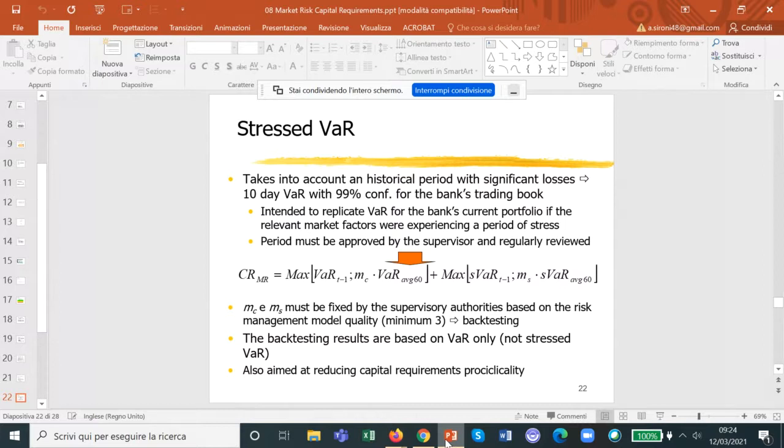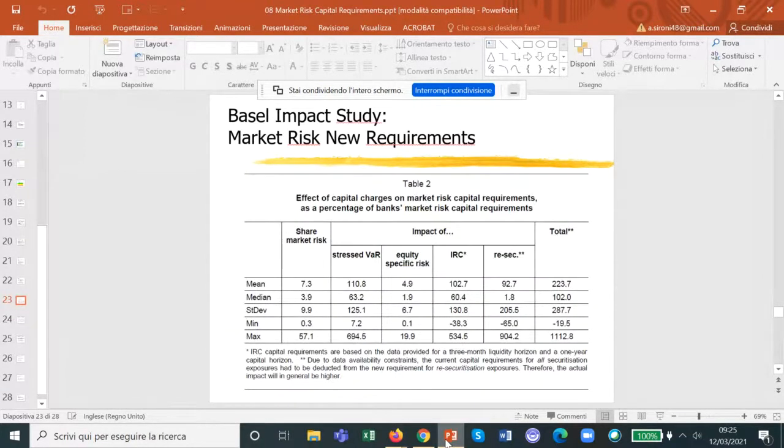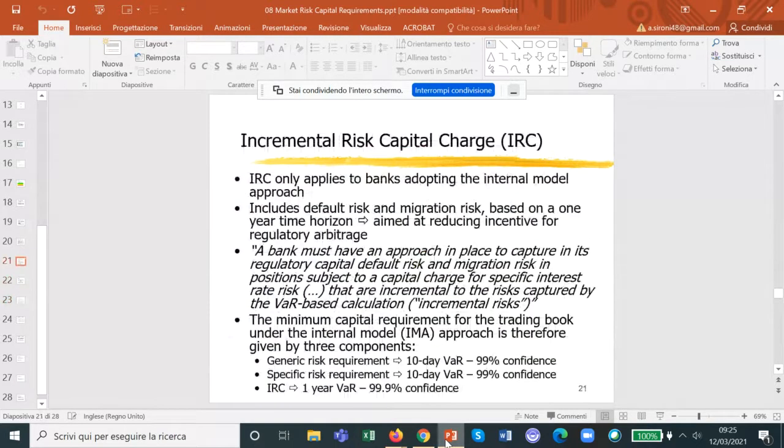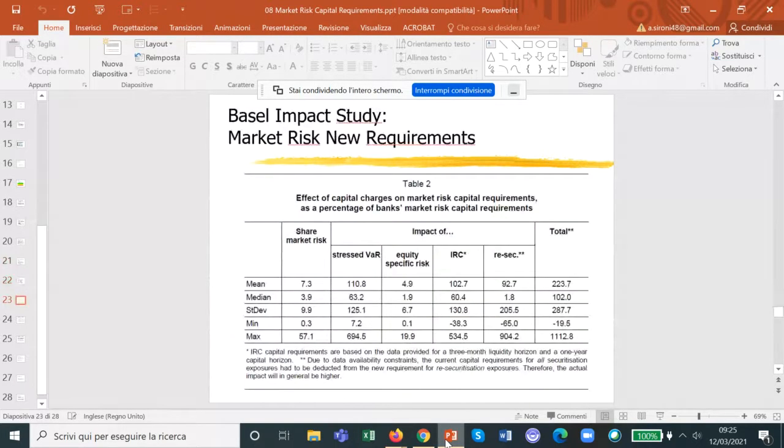So you can see that these innovations, these changes, have significantly increased the capital requirement for market risk, very significantly increased, okay? Indeed, this is a table that is taken from a Basel impact study. QIS are Basel impact studies. Basically, the way the Basel Committee works is every time they make a new proposal, like for example, they did here, they proposed to introduce IRC and stress value at risk.